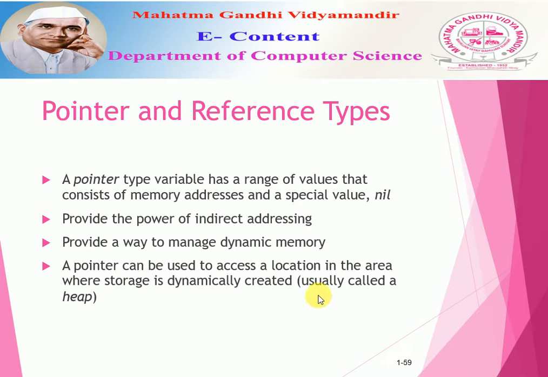Now we are going to see pointer and reference types. A pointer type variable has a range of values that consist of memory addresses and a special value that is nil. The value nil is not a valid address, and it is used to indicate that the pointer cannot currently be used to reference any memory cell.